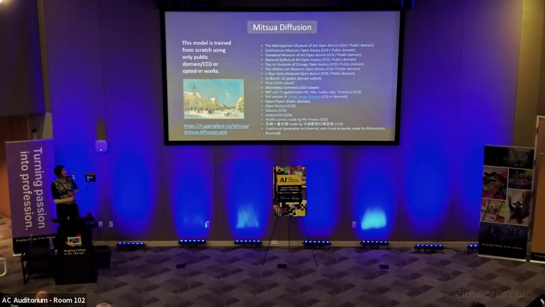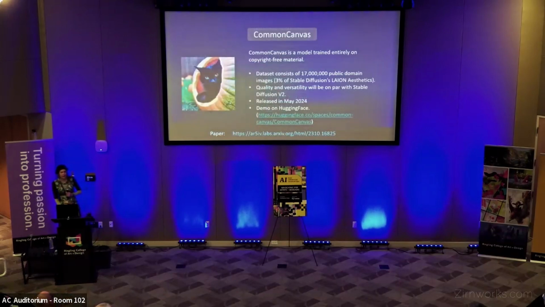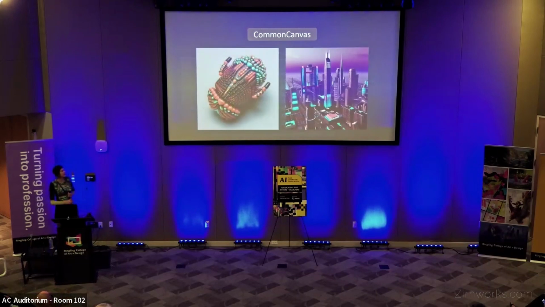So yeah, I mentioned this one earlier. You can see all the different museums that they're training work off of, and this was actually generated in Mitsua. And then Common Canvas. They say it's at the level of Stable Diffusion 2.1. I've used it, and I think it's a little less than that, but these two images were made using the Common Canvas model, locally as well. So it's on that same engine. It's like, focus on building the engine right now.